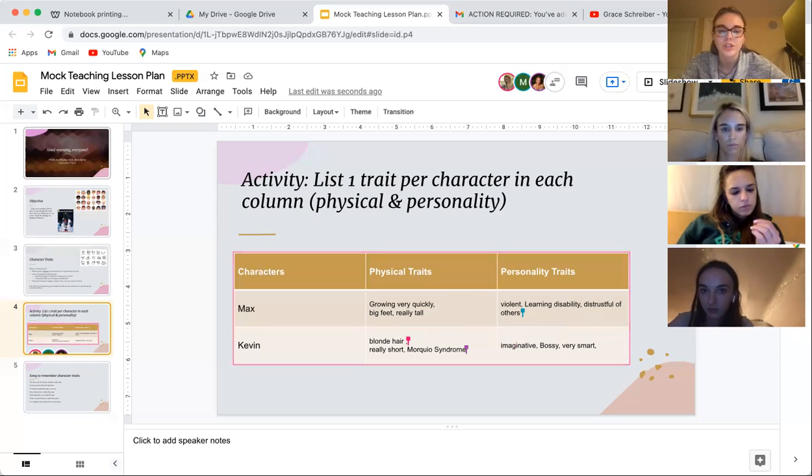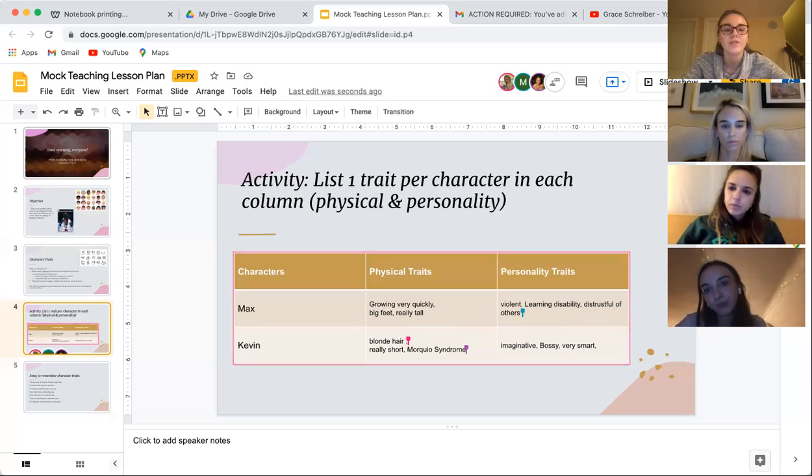Okay, so it looks like we're just about done. Can anybody share with me what they wrote? And when you give me a trait, I also want you to tell me how you know that this is true or where it told you in the book that you know this. So what are some traits that we came up with?